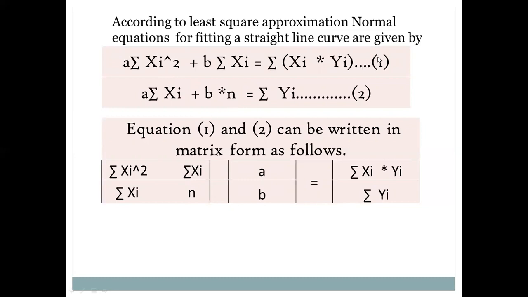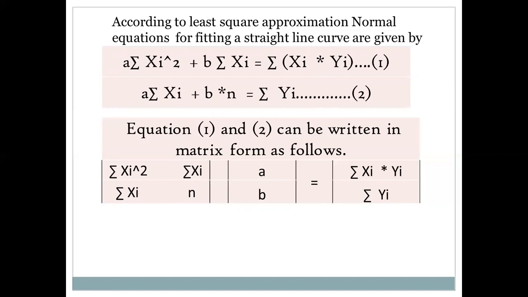The two equations, equation 1 and 2, can be written in the matrix form as follows. So these two equations can be written here in the form of matrix. Multiplier of A is sum of xi square and sum of xi, whereas multiplier of B is sum of xi and n, equal to constants sum of xi into yi and sum of yi. So these two equations are called the normal equations of the least square method to fit a straight line.